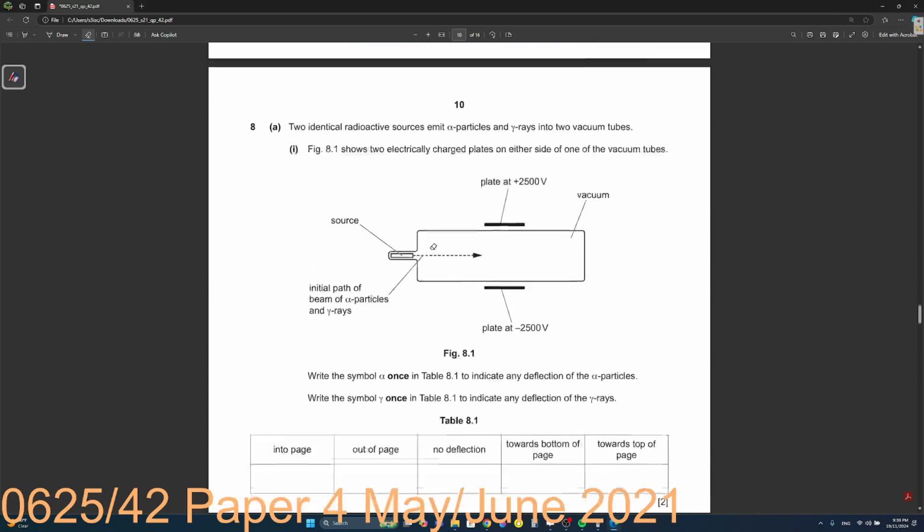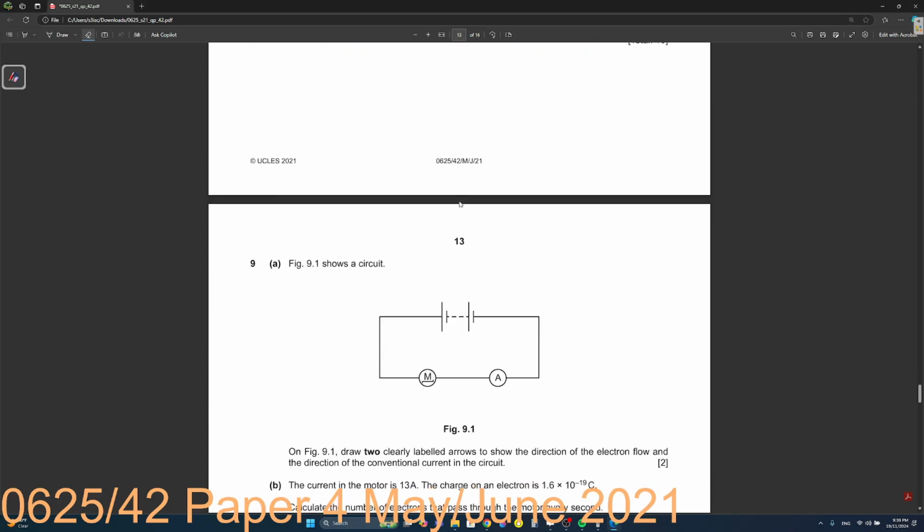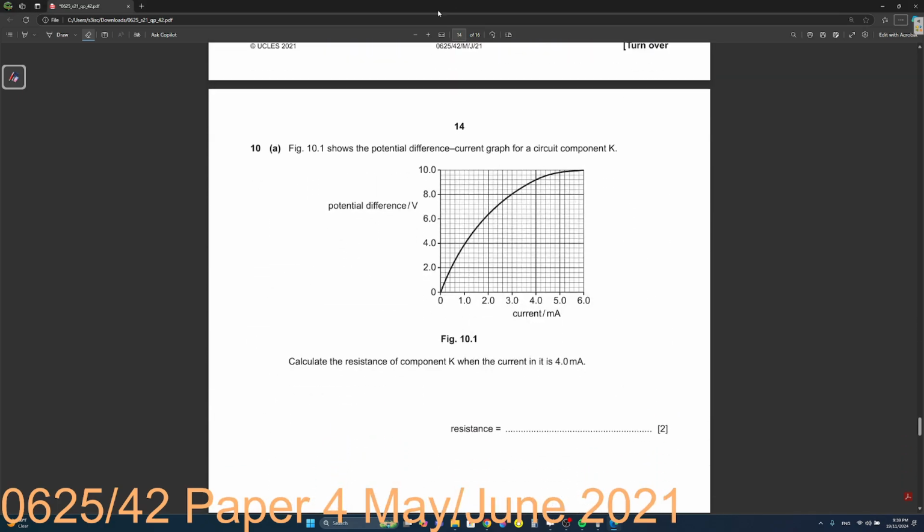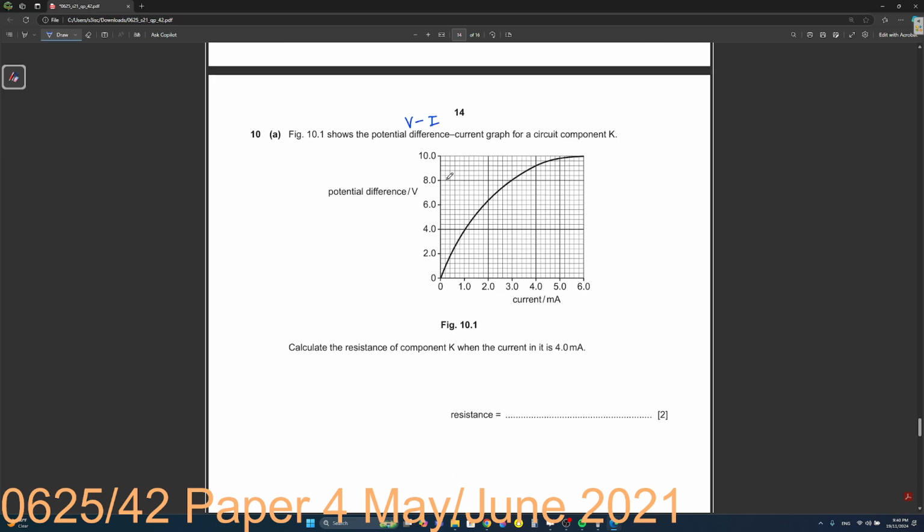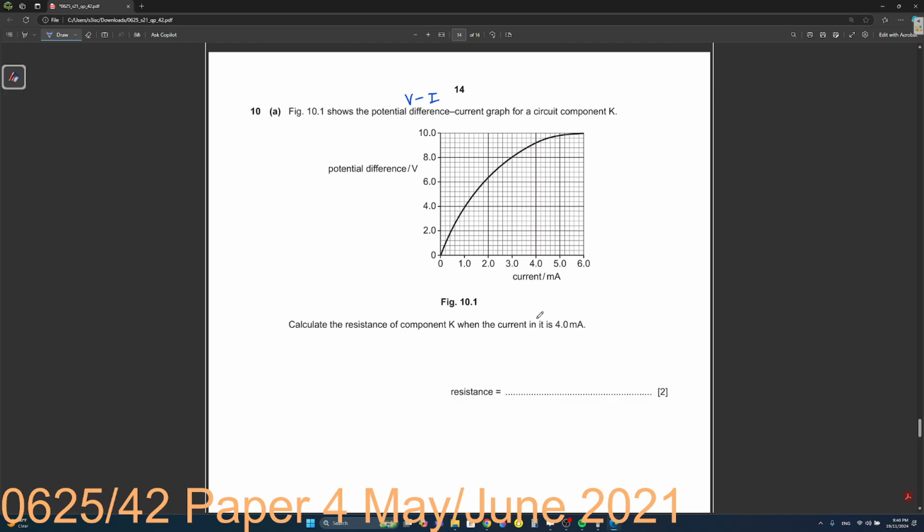Now question 10. Okay, 10 over here. Figure 10.1 shows the potential difference current graph. So it's actually the IV graph, VI graph for a circuit component K. Calculate the resistance of component K when the current is 4 milliampere. Okay, R is equal to V over I, right?